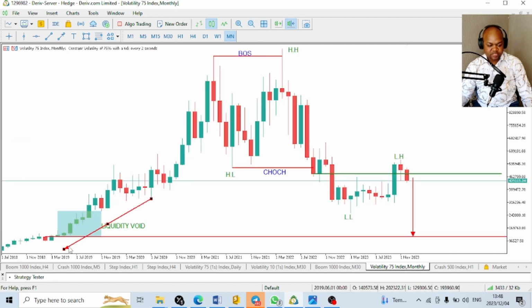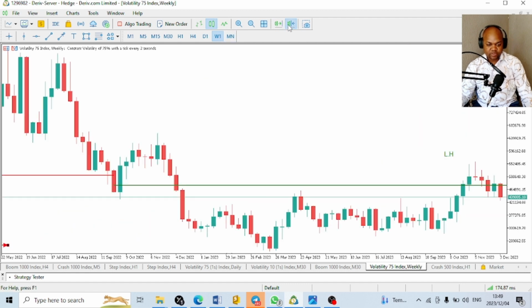So this imbalance that we have on the buy side is supposed to be corrected by what? By sellers here, some more red candles here. So what I'm seeing on the monthly chart is that volatility is supposed to continue with the bearish momentum. Volatility 75 should continue going down. It's now in a downtrend.